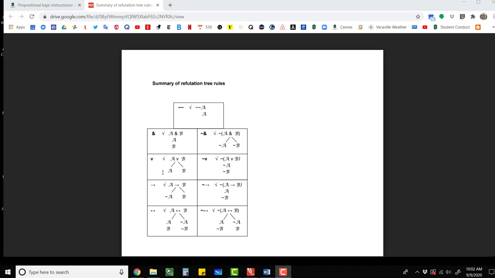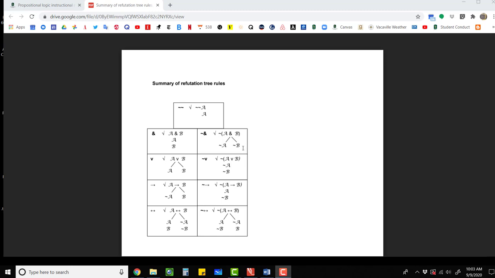It's actually an effective procedure for determining whether an argument is valid or invalid, and also for determining whether individual propositions are contradictory or tautologous or contingent. So I'm going to be assuming general familiarity with the method and the rules, since that's been given to you in the videos in this section.